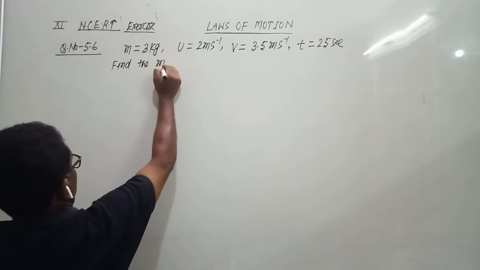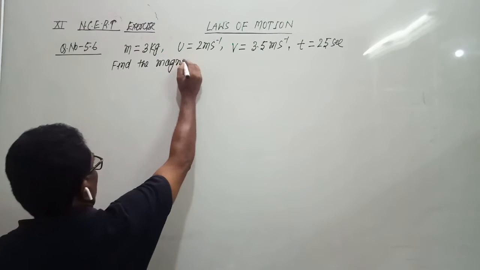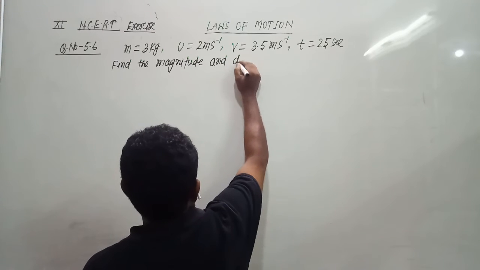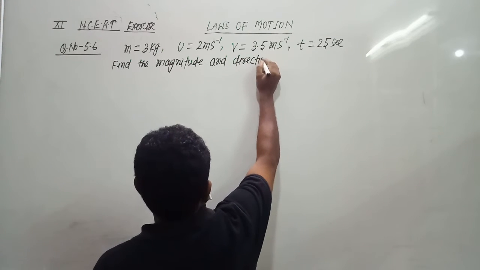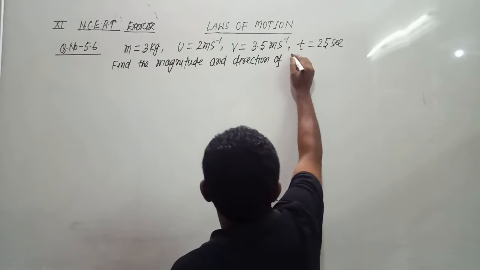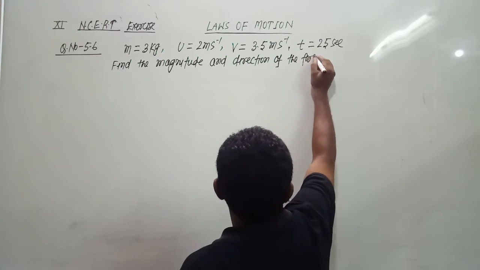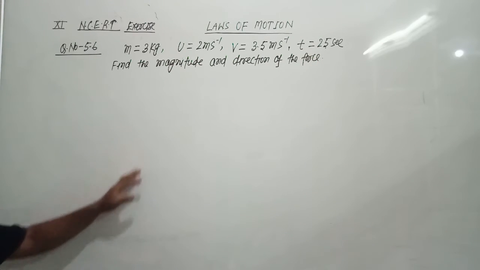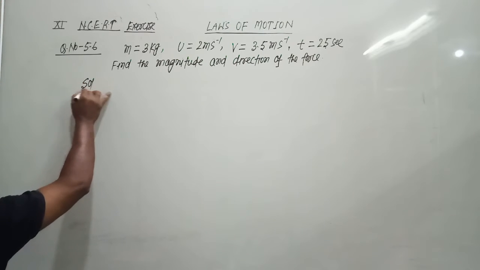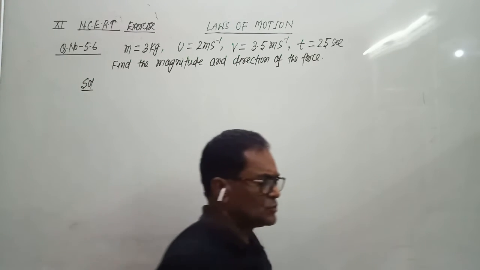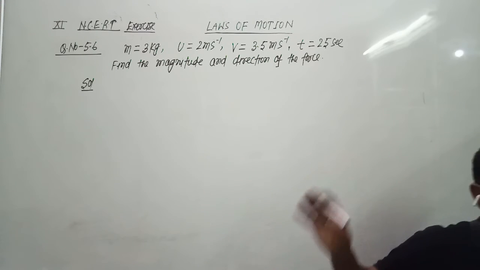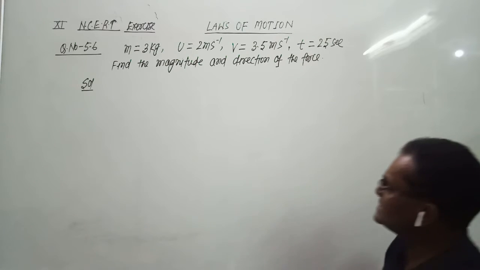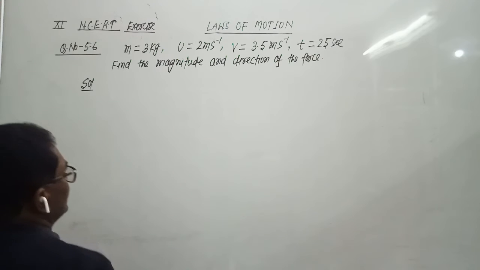Find the magnitude and direction of the force. To calculate the force, we use the formula force equals mass into acceleration. Mass is given, so from the given information we have to calculate the acceleration. So v is given, u is given, and time is given.